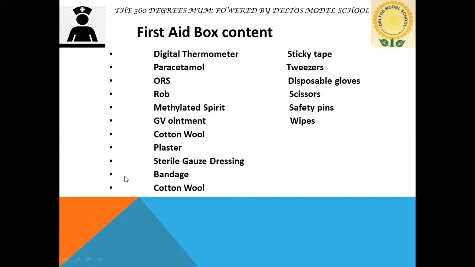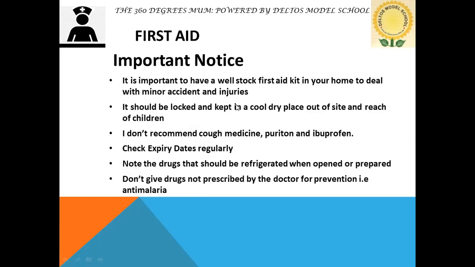Don't want to touch it with your hand. Don't want to touch the blood with your hand. Then you use your tweezers to hold the cotton wool. You know what I'm talking about? You use it to hold something. Disposable gloves, scissors, safety pins, and wipes, something that you can use to clean a surface when you are done.